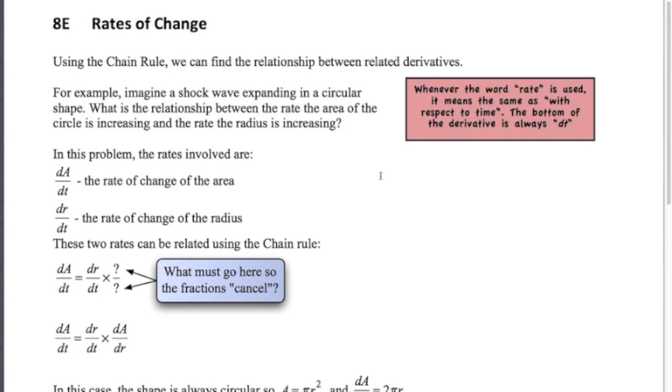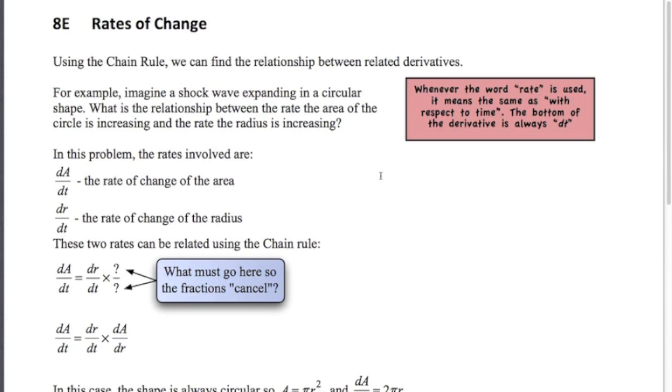So let's look at this really simple situation here. Imagine a shock wave expanding in a circular shape. So we've got a blast at the center and a shock wave expanding in a circular shape in every direction. From that situation, you can get a sense that there's a relationship between the rate the radius is increasing and the rate the area of the shock wave is increasing.